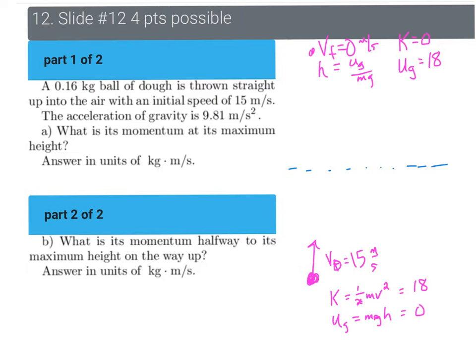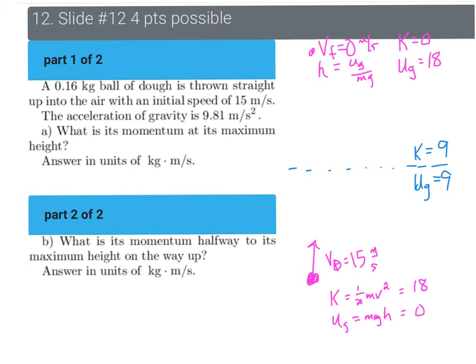If I know the total mechanical energy has to add up to 18, then at the halfway point, the kinetic energy has to be half and the potential energy has to be half. So our potential is equal to 9, and our kinetic has to be equal to 9. In other words, it has to add up to 18, and they have to be equal to each other. So all you have to do is divide the total energy by 2.